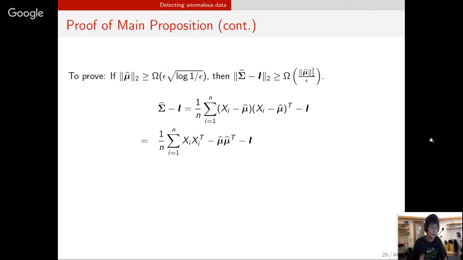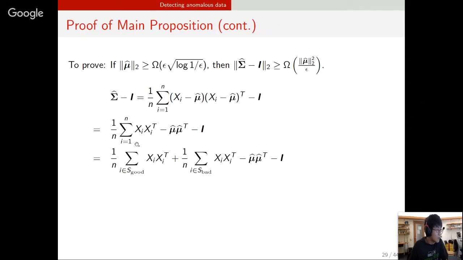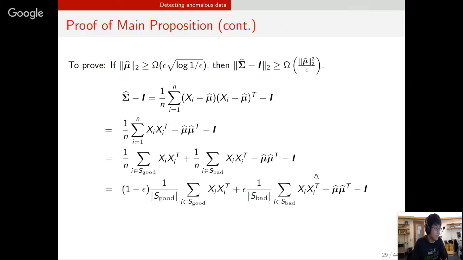This is just by multiplying out and canceling things, okay? And then, sorry, things are going to start moving because my LaTeX foo is not great, but what I just did here is I split up xi transpose into the good points and the bad points. So I still haven't done anything fancy yet. Then I'm going to multiply and divide this by the size of S good and multiply and divide this by the size of S bad, and use what I know about how large they are, because the size of S bad is epsilon times n and the size of S good is 1 minus epsilon times n. So I get this. Again, I still haven't done anything fancy. I'm still just doing elementary manipulations.